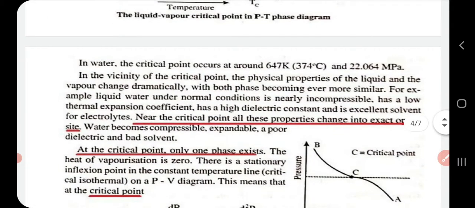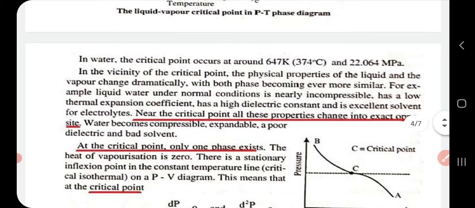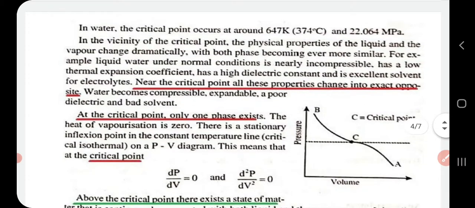Now for water, critical point is about 374 degrees Celsius. And in a region near critical point, what are the peculiarities that you can observe? That is discussed in this slide. That is near critical point, the phases, that is liquid phase and vapor phase, they will look almost similar. Okay, and another peculiarity that you can see is that at critical point, some properties will be exactly the opposite.